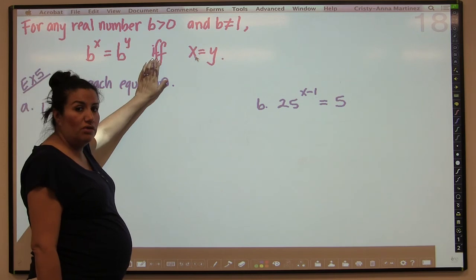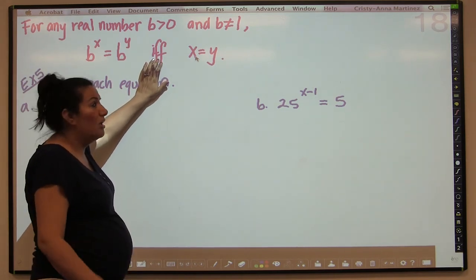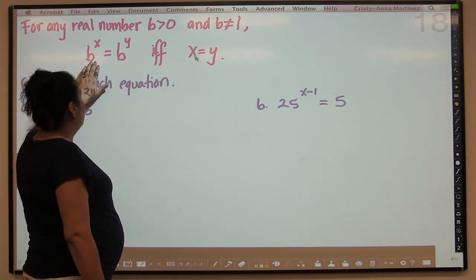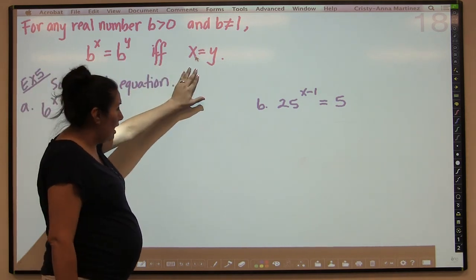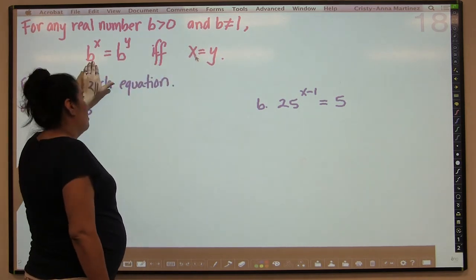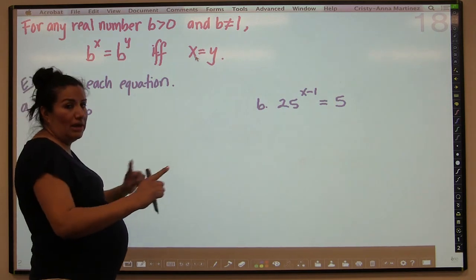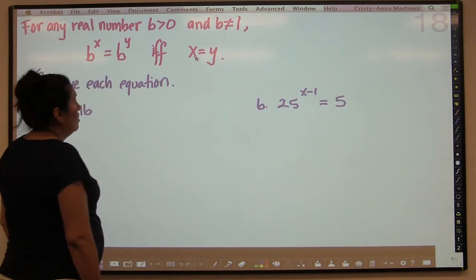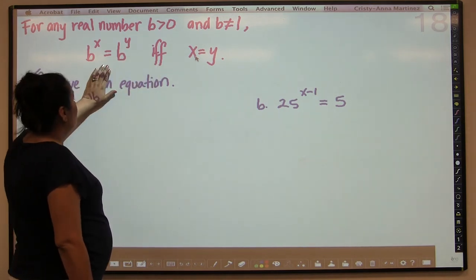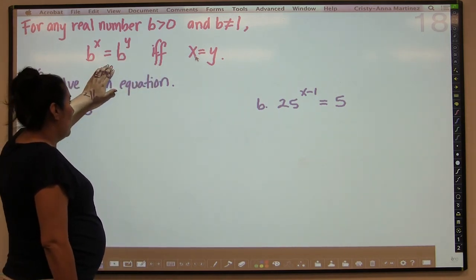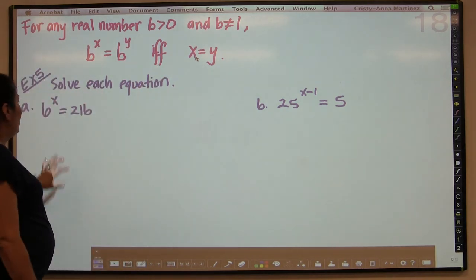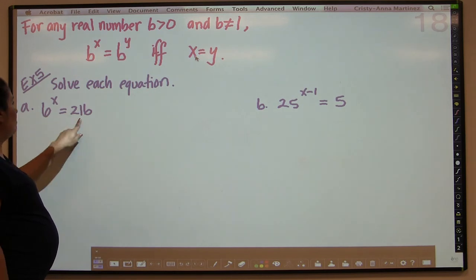It's an abbreviation for the phrase if and only if, which basically means that this is a biconditional statement. It means that you can say b to the x equals b to the y if x equals y, and you can say x equals y if b to the x equals b to the y. So you can say it in both directions. We call that a biconditional statement, and you can abbreviate that with IFF, which means if and only if. So this is literally saying b to the x will equal b to the y if and only if x equals y. So our goal here is when we have our expressions, we need to have the same base.